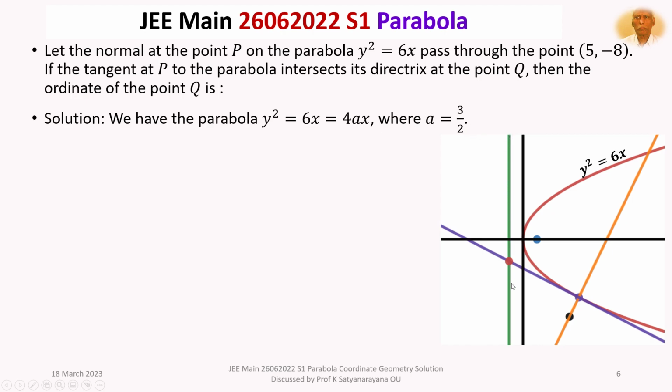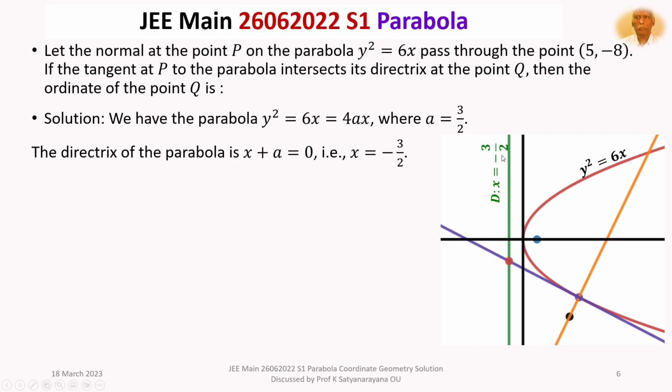This is the green one, which is the directrix of this parabola. The equation of that is x plus a is equal to 0. The directrix of the parabola is x plus a is equal to 0, that is x is equal to minus 3 by 2. This is the directrix, x is equal to minus 3 by 2.